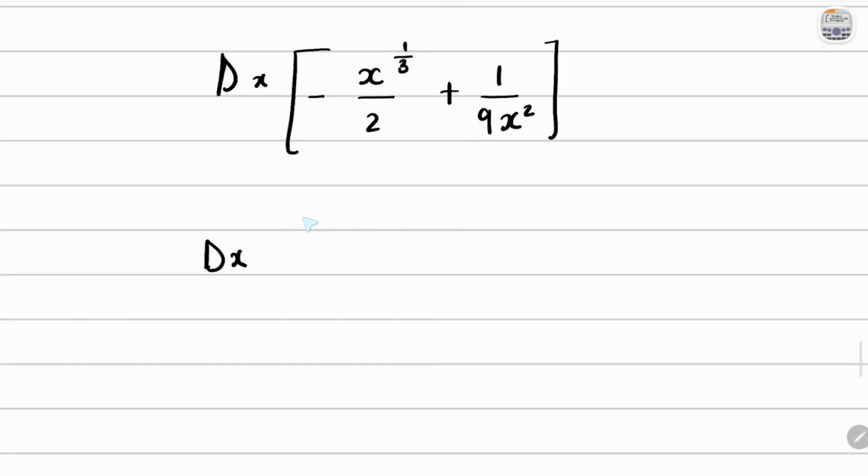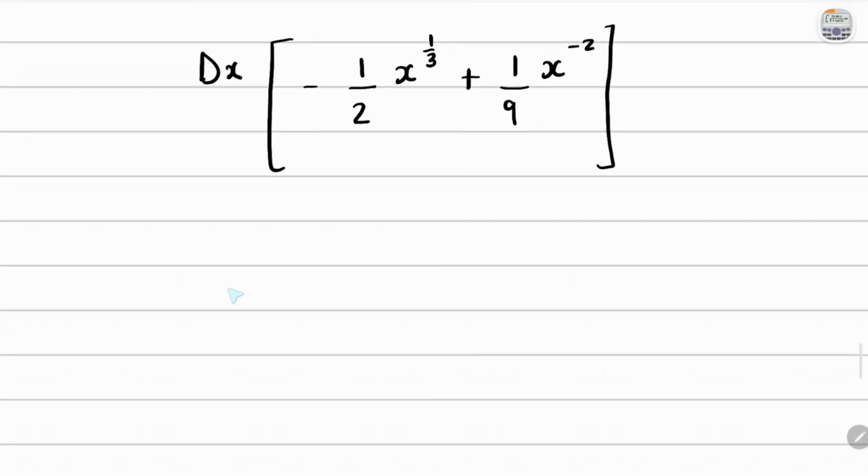So we have dx, and we still have this, which you can actually write as negative 1 over 2 x to the power of 1 over 3. And then this is going to be plus, and the x moves to the numerator. So we can just call this 1 over 9, and the x is in the numerator now, but because it moved to the numerator, its exponent would change to negative. So it's now negative 2. And there we go. And now we can actually derive.